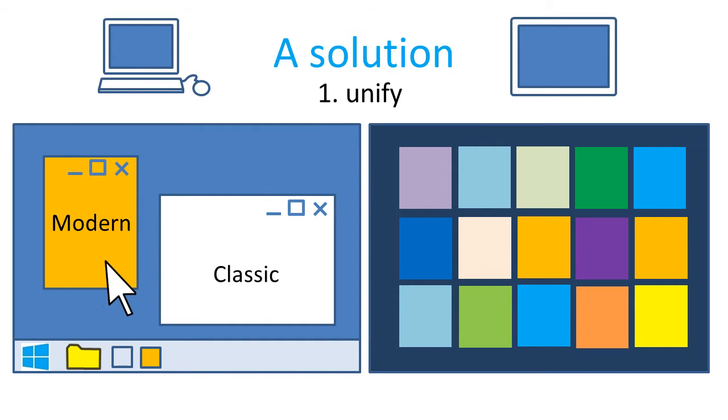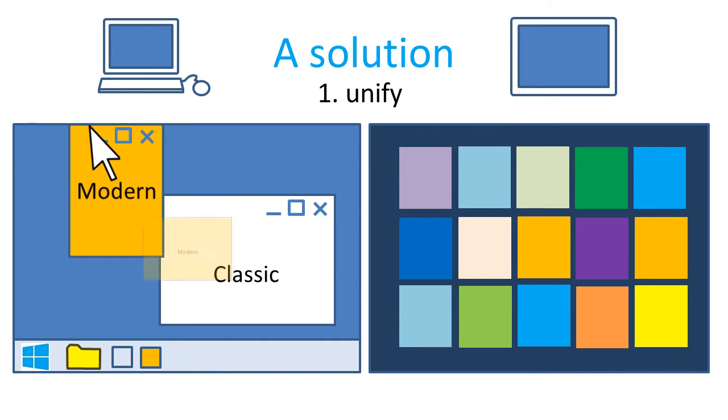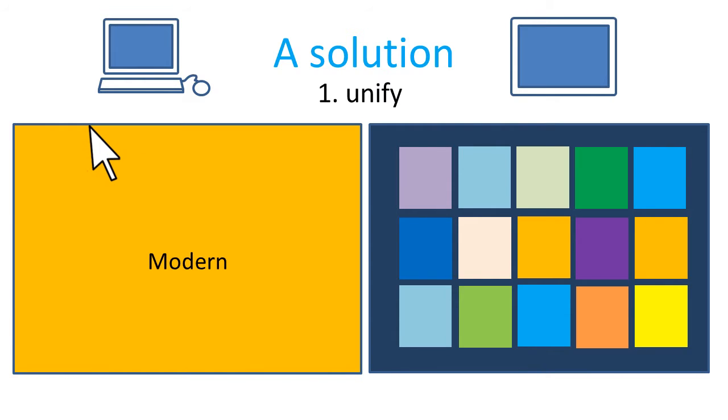But sometimes, even when using a mouse, we would like to use the modern app in full screen. To do this, we simply drag the app window to the top of the screen, and drag down halfway to the bottom to go back to a window in the desktop.